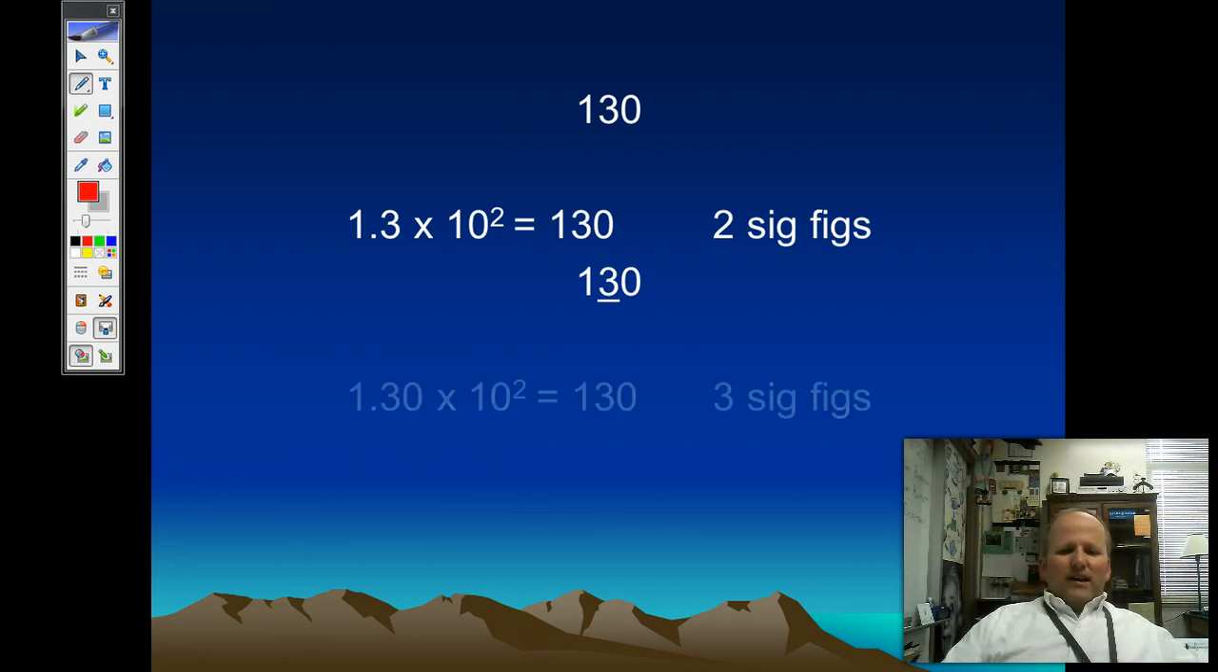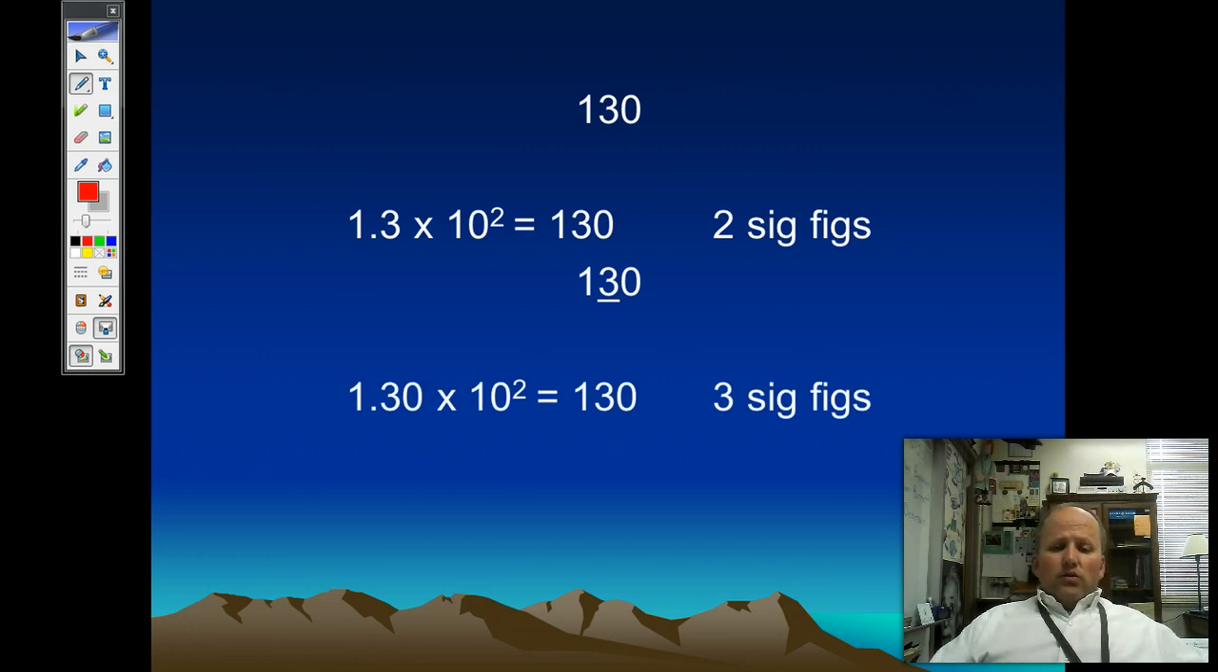Now let's show that same number with 3 sig figs. Notice all I've done, this is still between 1 and 10, but we've now added a 0. That 0 is significant because of rule number 4, but now it has 3 digits. That makes it 3 sig figs. It's still 130, but now it's 130 with 3 sig figs. Another way we could show this with 3, underline the 0. Just like in this one we underline the 3, now we can underline the 0.